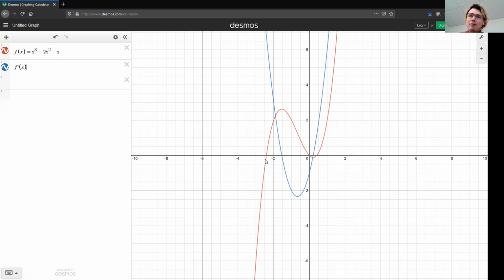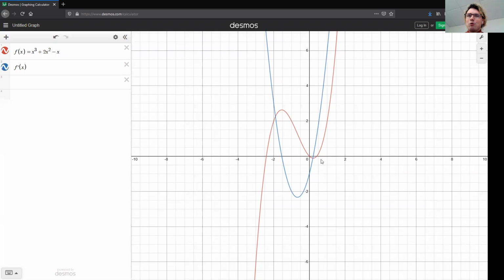So everywhere that the blue function is equal to 0 is a place where the red function should have a horizontal tangent line. So when x equals 0, it looks like, yes, my cubic does have a horizontal tangent line. And here again at x equals about 0.2, I'm expecting the red function to have a horizontal tangent line again. I didn't draw them in today, but we can imagine them.